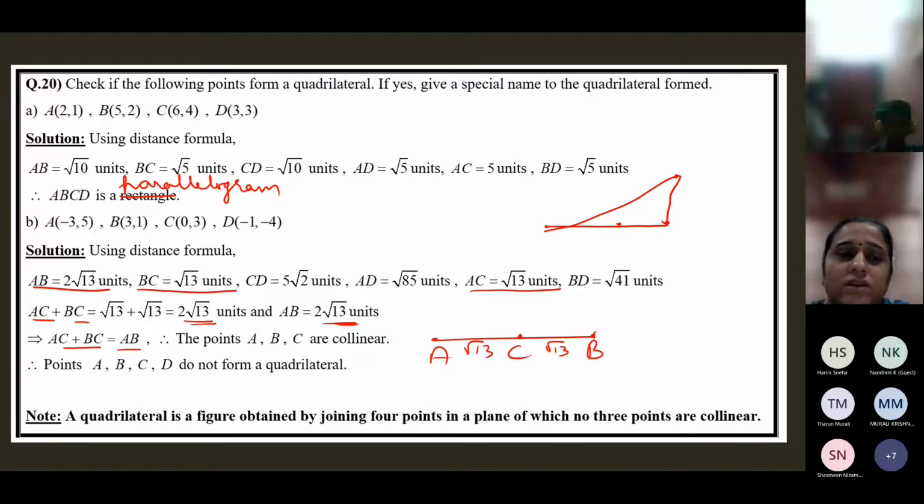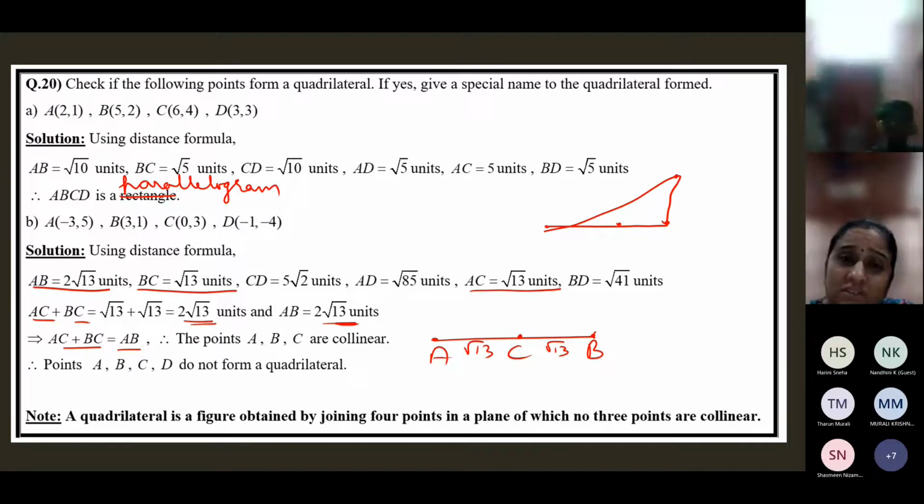The first one is a quadrilateral because opposite sides are equal, and the special name is a parallelogram. The second one, you can see the collinearity check, so it's not a quadrilateral. It's not a quadrilateral at all. So how can you give a special name? Am I clear, children? Yes, ma'am.